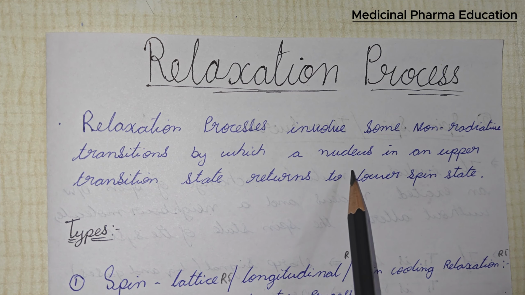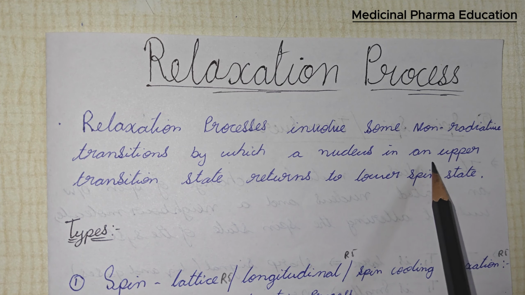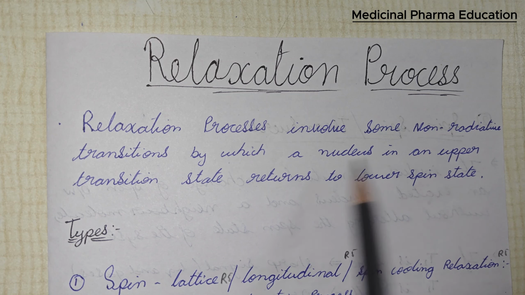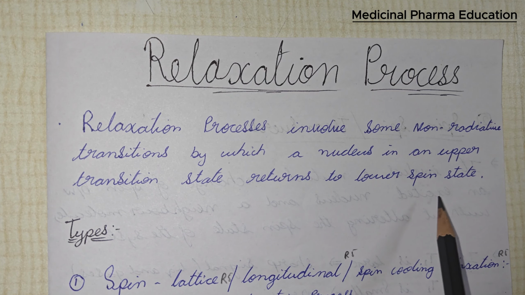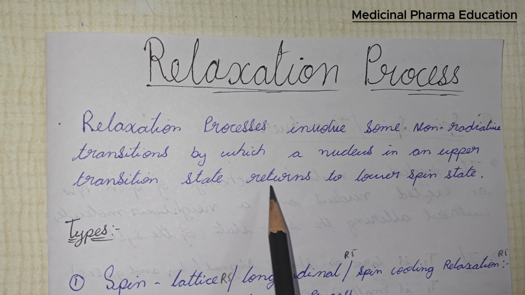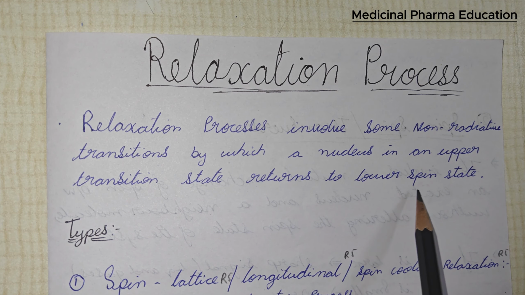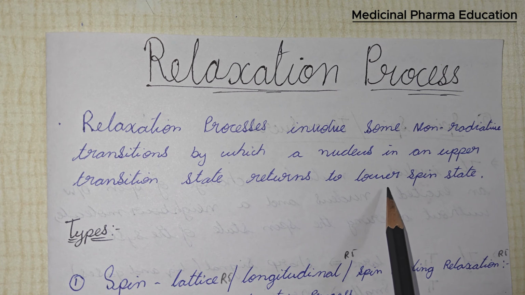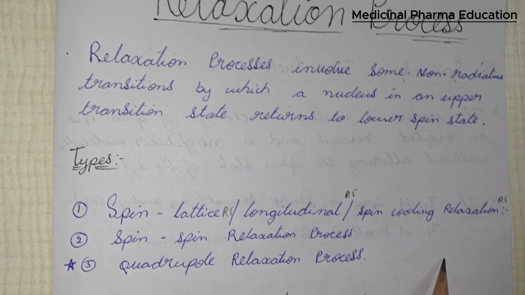Here, relaxation in the nucleus is removing the energy. By removing the energy, relaxation occurs in the nucleus. A nucleus in an upper transition state returns to a lower transition state. Upper transition means higher energy, and it is removing the energy and coming back to the lower spin state.